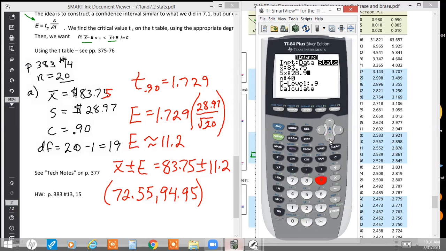Now check this out. With your calculator, you don't need to look at the table for this. You don't need to calculate the error. Sample size here was 20. And we want a confidence level of 0.9, which was already in here from a previous problem. So it's 0.9, we'll calculate. And there's our interval. You'd have to round it to the hundredths place for dollars and cents. Any questions on that?